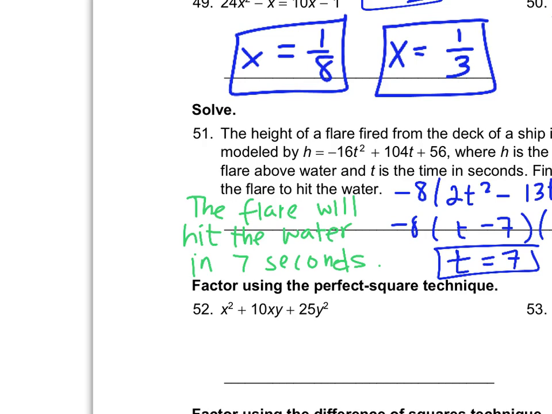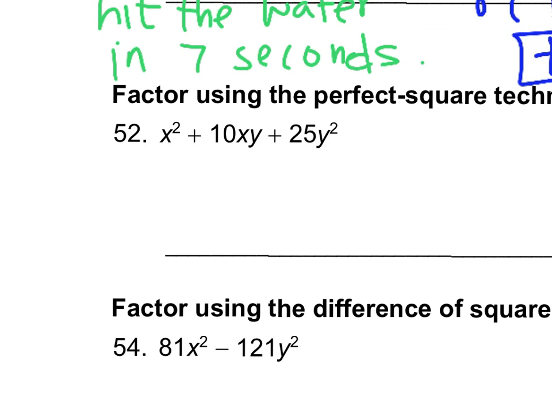So the answer to this problem is the flare will hit the water in 7 seconds. Number 52 is a perfect square. That means that my first number is a square. My last number is also a square. It's a perfect square. The root of this one is x, and the root of the last one is 5y.